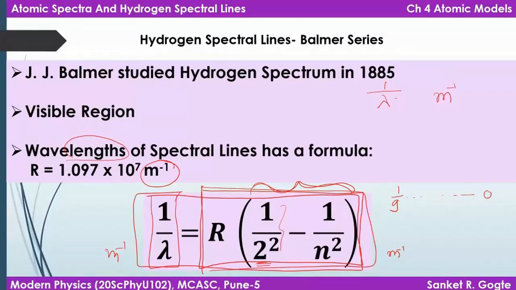And therefore, these are simple numbers. So whatever the dimensions of the right-hand side are going to be, they are decided by this R. And since on the left-hand side we have meter inverse, R should have dimensions of meter inverse so that the equation is dimensionally correct. In that way, we can figure out the dimensions of Rydberg's constant. As it happens, Rydberg's constant has this value, 1.097 × 10^7 meter inverse. So this is the Balmer series, and this is the relation for the Balmer series.